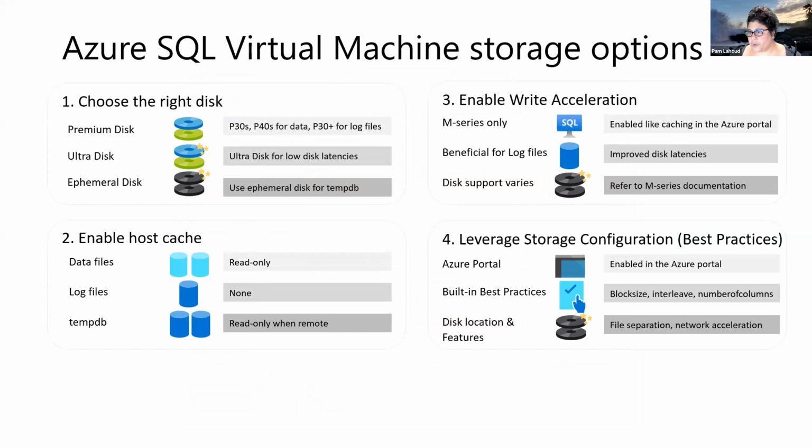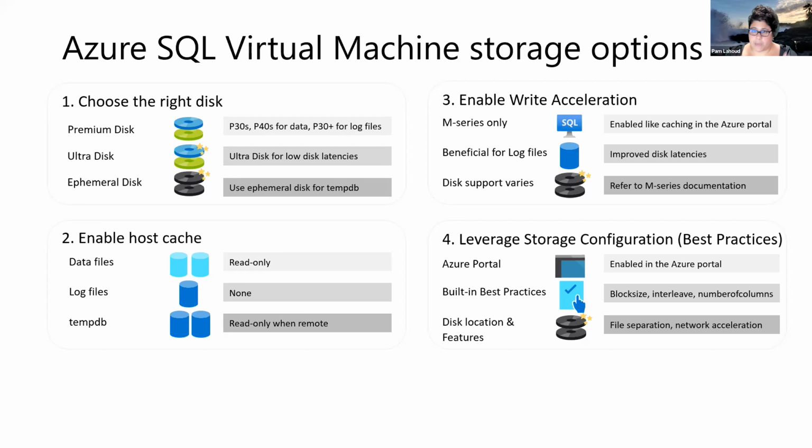Ultra disk if you need low latency. There's no caching on ultra disk, but you shouldn't need it for ultra disk because you can provision IOPS very high. And then your ephemeral disk should be used for TempDB, the D drive for TempDB. Enable the host cache. I can't say this enough.